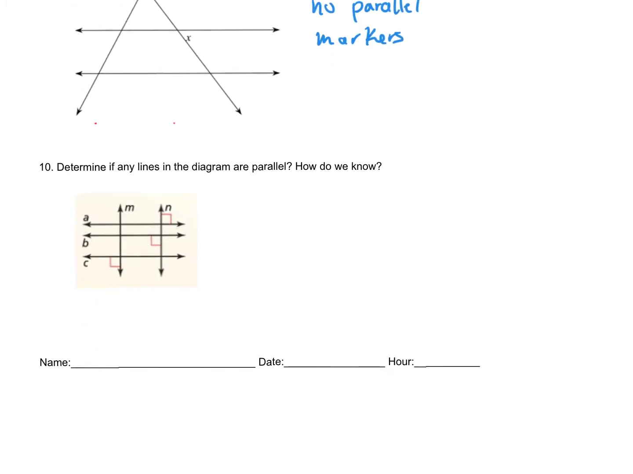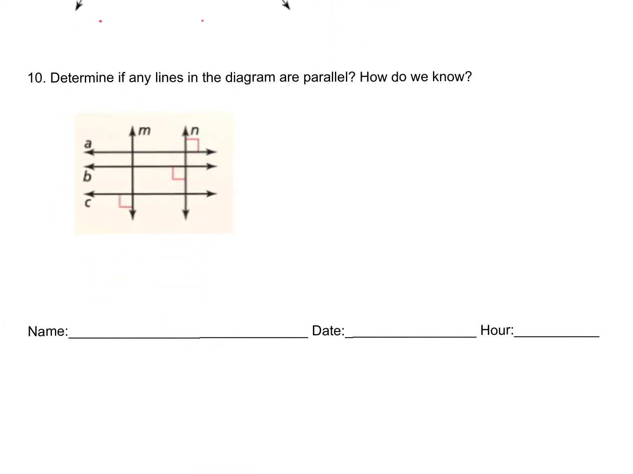Number 10, determine if any lines in this diagram are parallel. Well, they have to have boxes that are on the same line and they kind of pair up. So here, this box and this box, they're both on line N and they belong to A and B. So A and B are parallel.